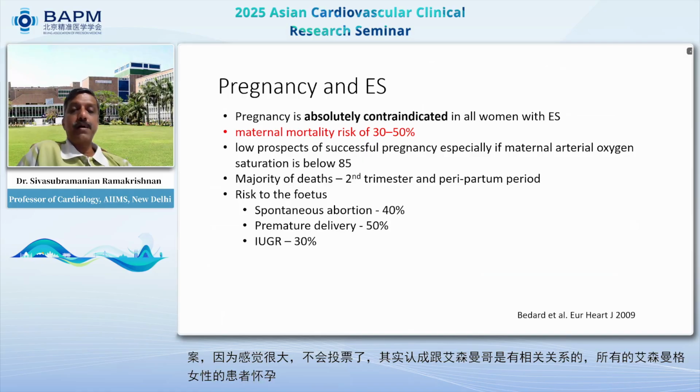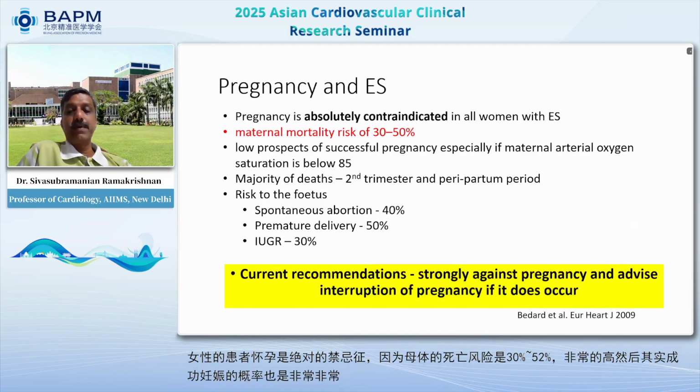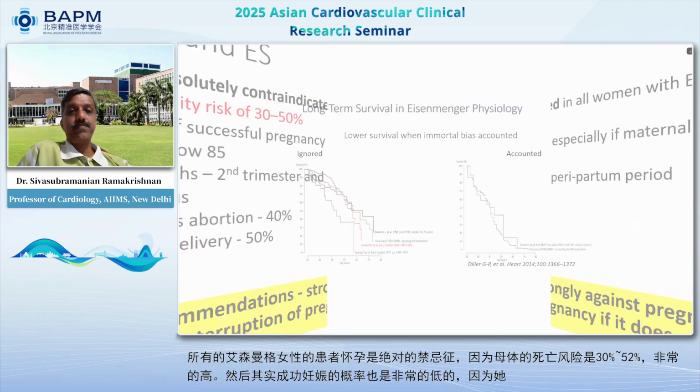The majority of deaths happen in the second trimester to the peripartum period. Spontaneous abortions are very high. Premature delivery is 50% and IUGR is 30%. So the current recommendations are strongly against pregnancy, and advise interruption of pregnancy if it does occur.